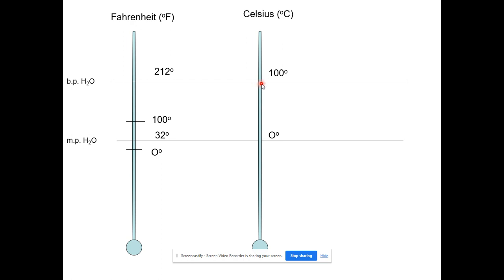Then he just took the same size degree and ran it up the scale, the thermometer, and ran it down, and he had his own temperature scale. So there's the two scales, Fahrenheit and Celsius. Now, how do you convert from one to the other?